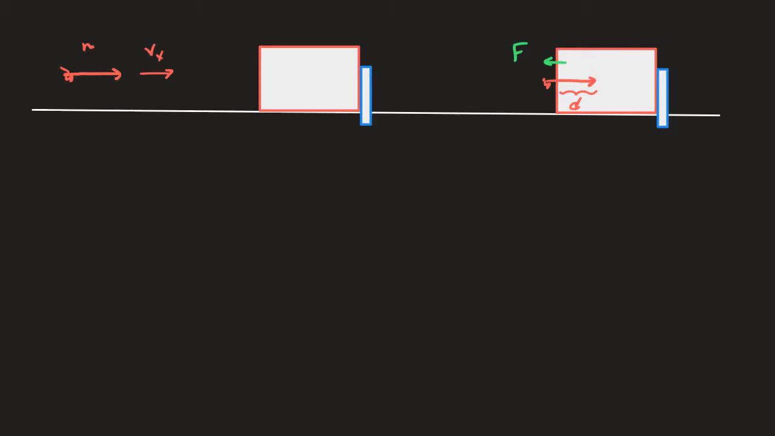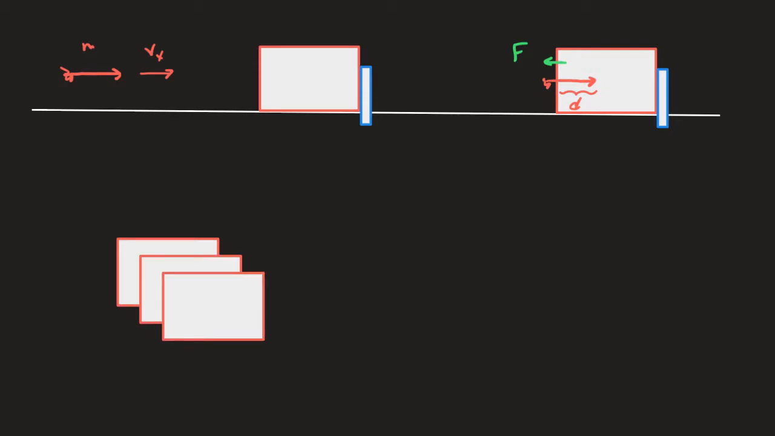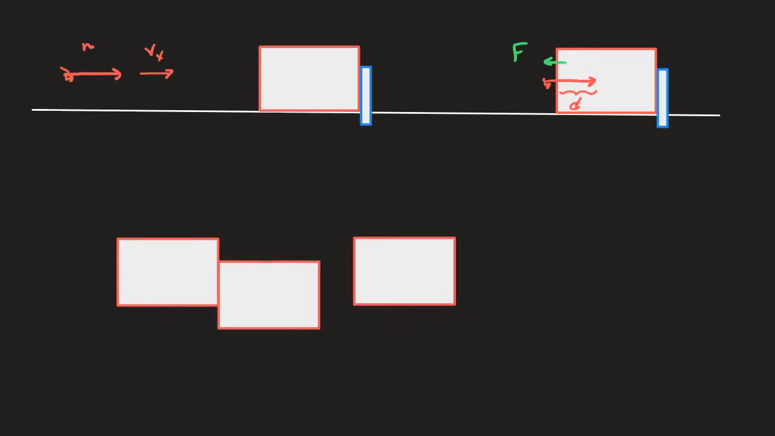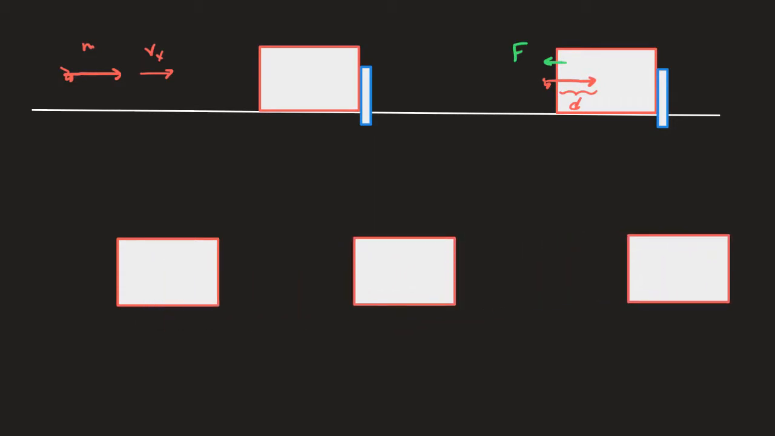In question E, the block is no longer attached to the surface. So the block is free to slide on the surface after it's been hit by the arrow. So the arrow embeds the block, and then the block and the arrow slide across the surface.